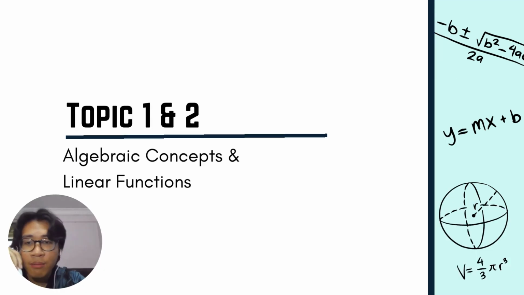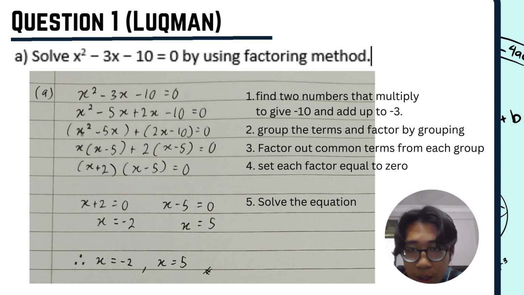Assalamualaikum. Hi, I'm Muhammad Luqman, and I will be covering question 1, which covers topic 1 and topic 2, which is algebraic concept and linear function. So question 1a is to solve x squared minus 3x minus 10 equals 0 by using the factoring method.